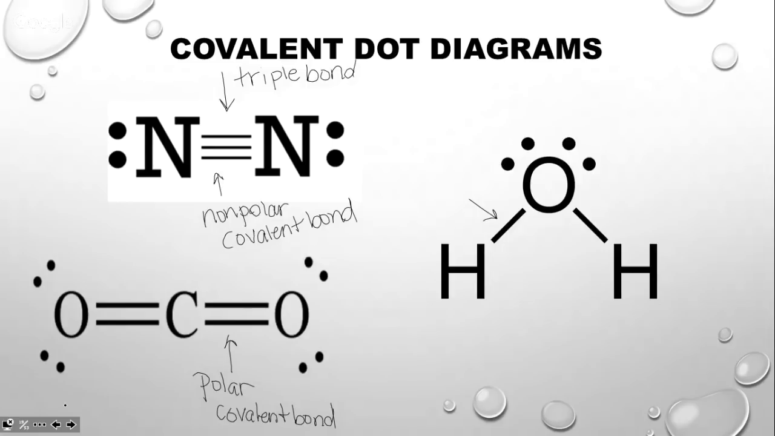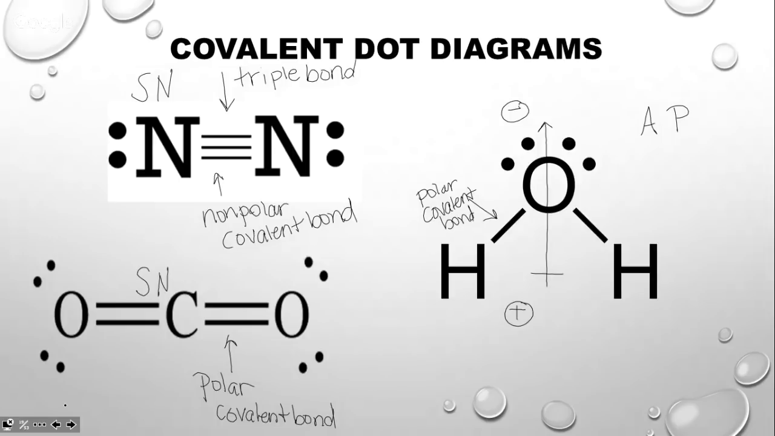So remember, also for covalent dot diagrams, CO2 and N2 are symmetrical nonpolar, whereas water is asymmetrical polar. Oxygen has a higher electronegativity, so the valence electrons are pulled more tightly by the oxygen and less tightly by the hydrogen, which gives it a positive side and a negative side. So this is a polar covalent bond that also makes an asymmetrical polar molecule because it has a positive side and a negative side.